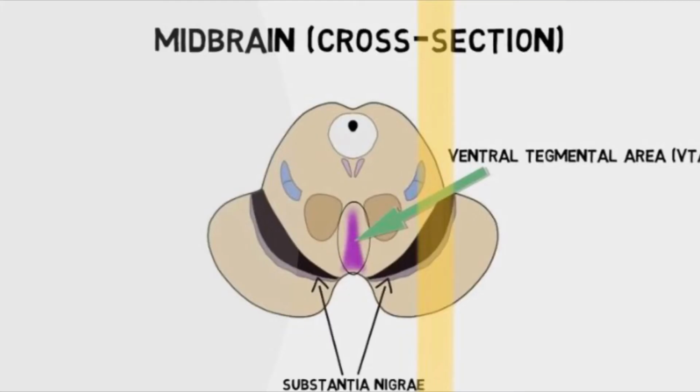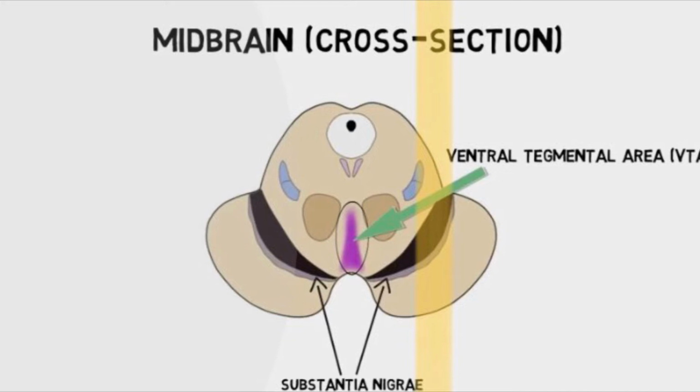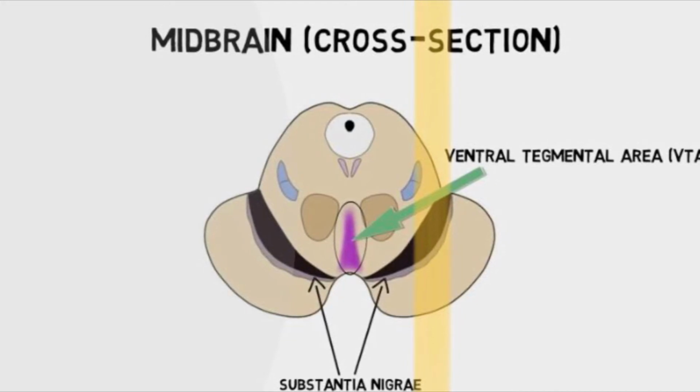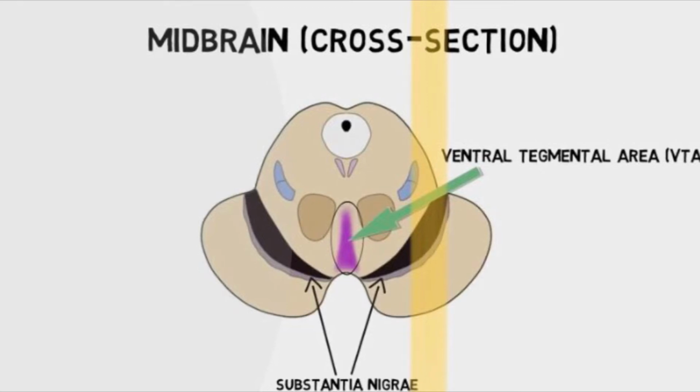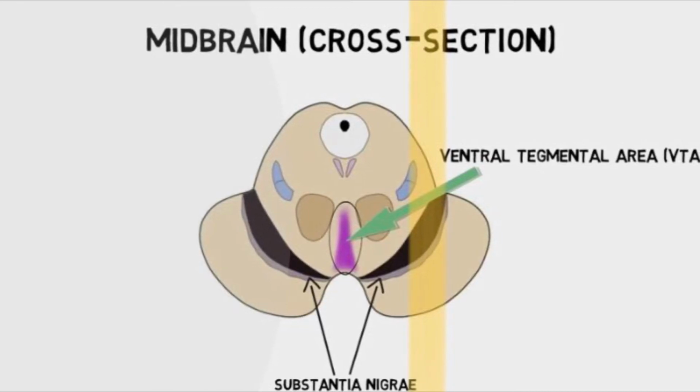Now, the most prominent abnormality that gives us an insight to the cause and mechanism of schizophrenia is abnormal activity in dopamine pathways, specifically the mesocorticolimbic pathway.